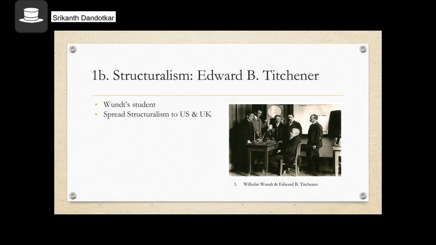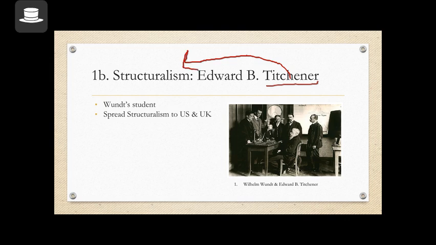Okay, so Edward Titchener is the second influential figure we're going to talk about, who is also related to structuralism. In fact, Titchener was one of the first few students of Wundt. The other student was Stanley Hall, who came back to the U.S. and established the APA, the American Psychological Association. He was the first president of the American Psychological Association. He did several other things.